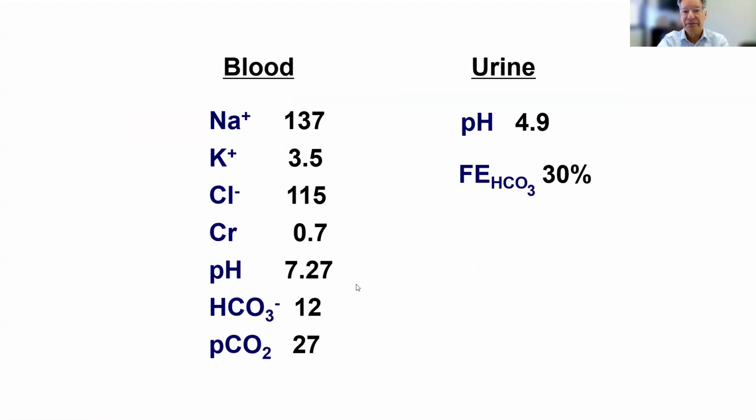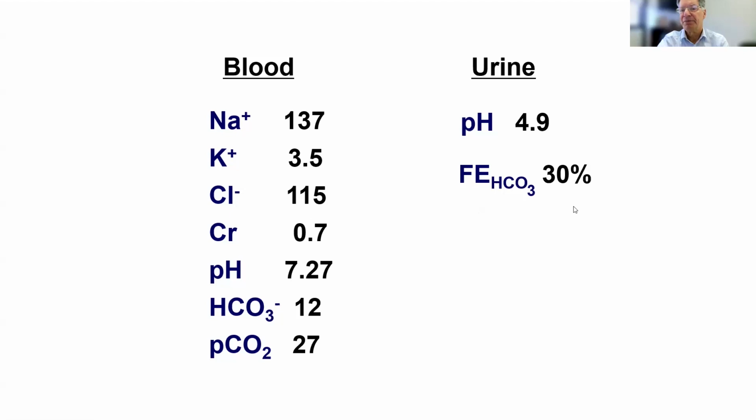And these are the blood chemistries. The patient had a pH of 7.27, calculated bicarbonate of 12, and a PCO2 of 27. This is a non-gap compensated metabolic acidosis. And the urine pH was 4.9. So the urine was acidic, and the fractional excretion was 30%.